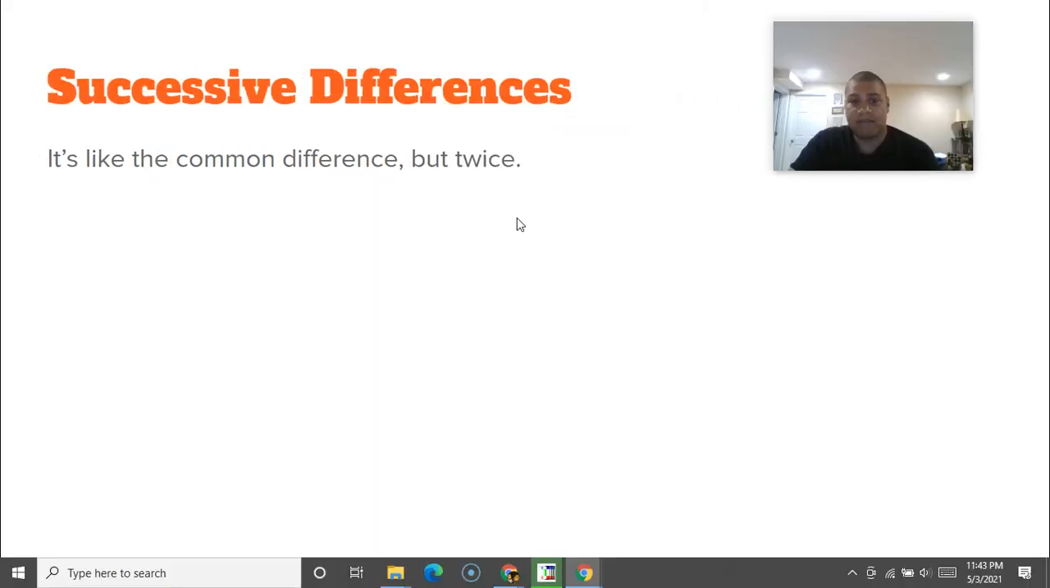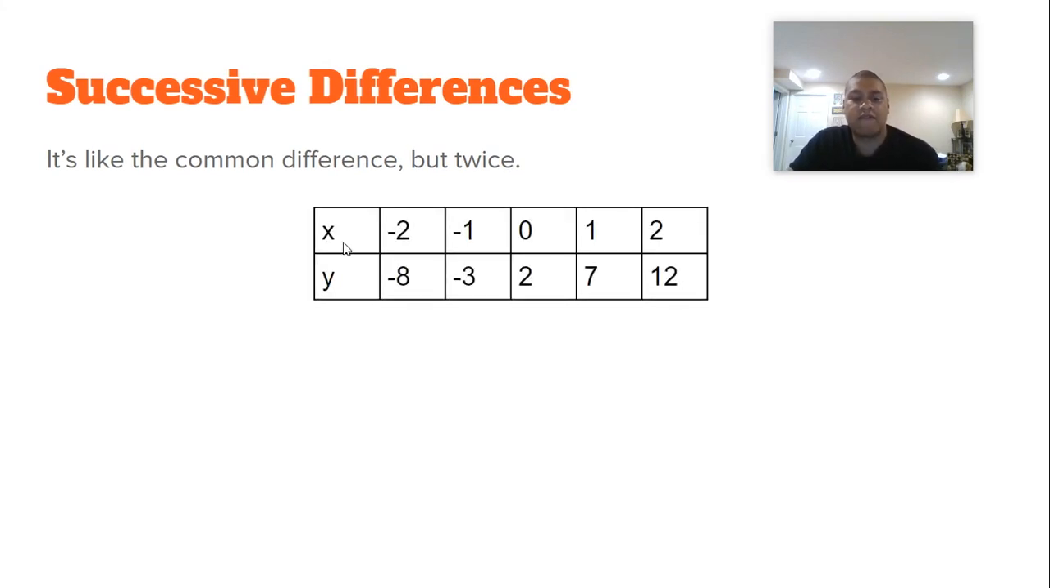Successive differences. This is kind of the meat of the chapter. And it's kind of like back when we talked about common difference in chapter 7, but we're going to do it twice in some cases. So here's what the problems are going to look like. They're going to give you a chart, and eventually they're going to ask for an equation. But the first thing we need to do is identify what type of function this table is showing us. So we've got our x values, -2, -1, 0, 1, and 2, and then the y values, -8, -3, 2, 7, and 12.